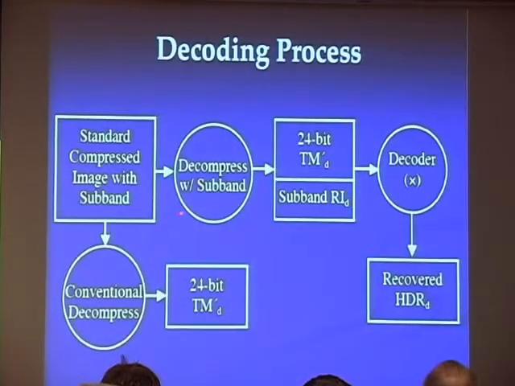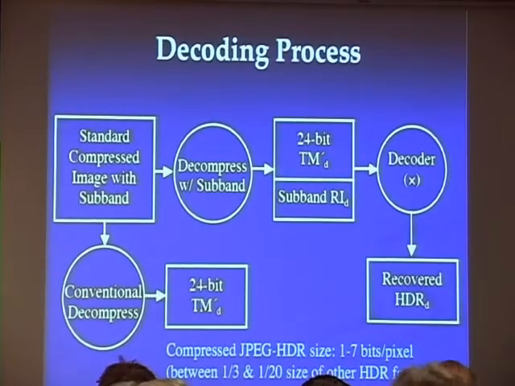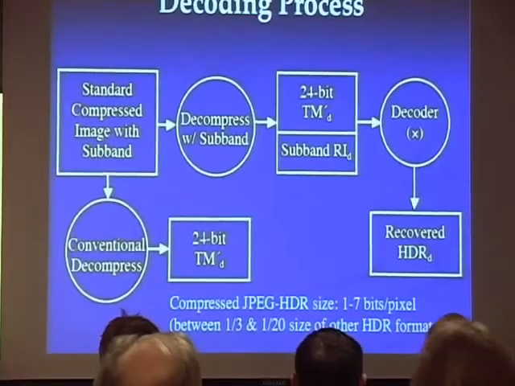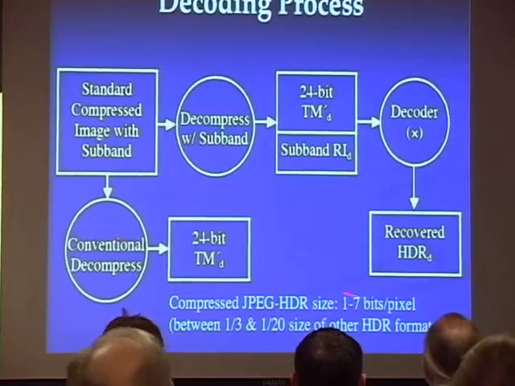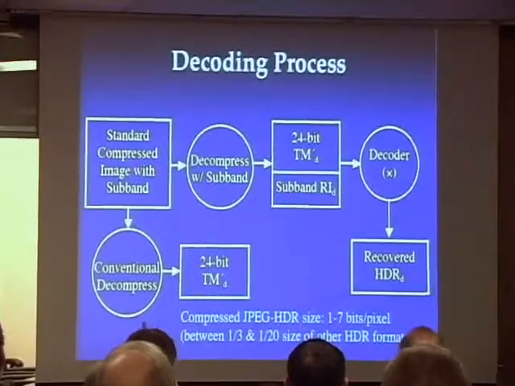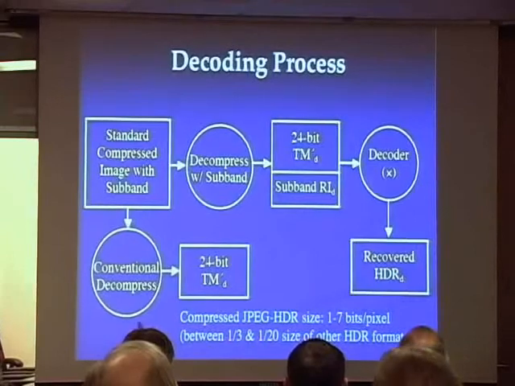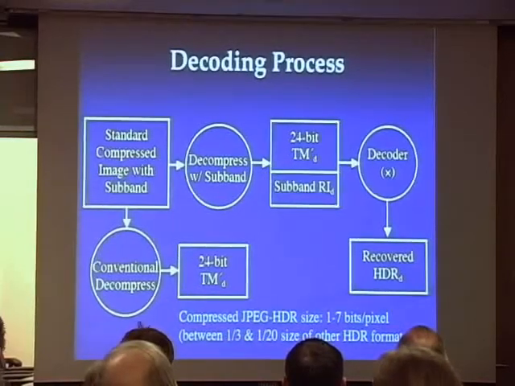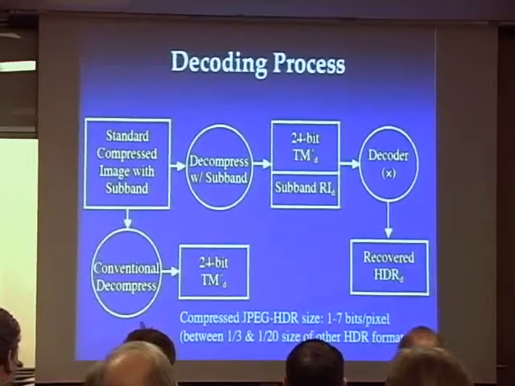So the decoding process, a naive application would just use a conventional decompress and get back the tone mapped image. But if you have your HDR application, you also get back the subband, multiply them back together, and get the recovered HDR. And again, there are caveats to how that's done. So the compressed JPEG HDR is about 1 to 7 bits per pixel, depending on settings, which is 1/3 to 1/20th the size of a standard HDR, even with compression.